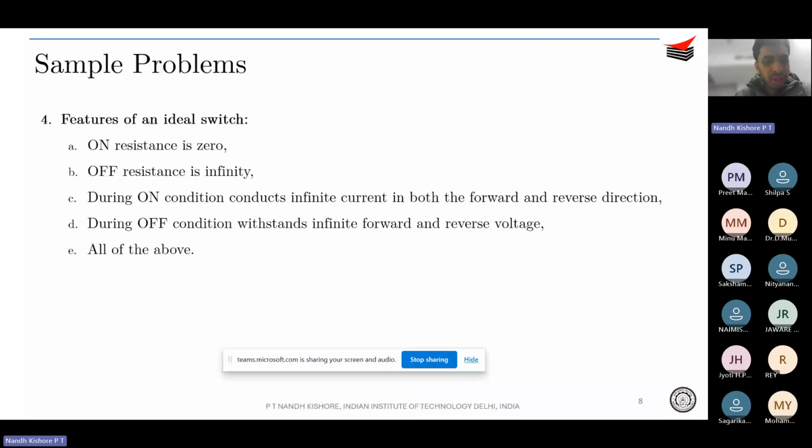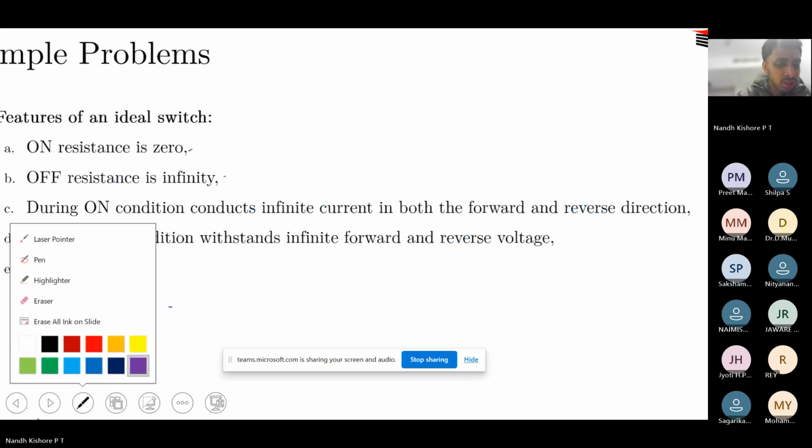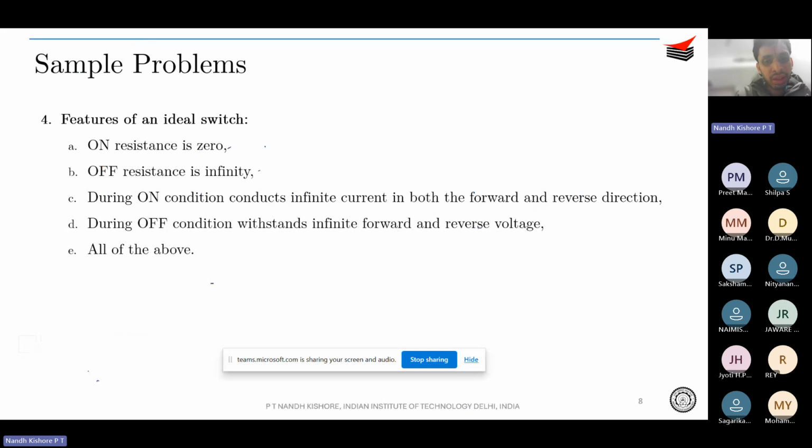Okay. So the next question is features of an ideal device. On resistance is 0, off resistance is infinity, during on condition conducts infinite current in both the forward and reverse directions, during off condition withstands infinite forward and reverse voltage, all of the above. So I guess you have realized that all of these options are true, right? That is, on resistance, of course, is 0.